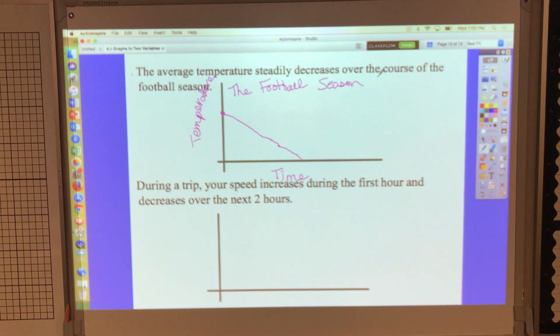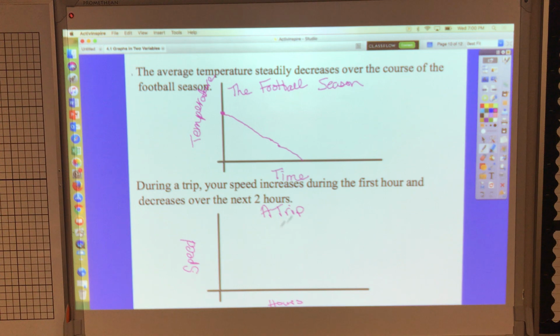Okay. The second one: during a trip, your speed increases during the first hour, and decreases over the next 2 hours. So down here, we're talking about hours. Okay, that's our time. And here we want to be talking about our speed. Okay, this graph is about our speed, and we're talking about a trip.